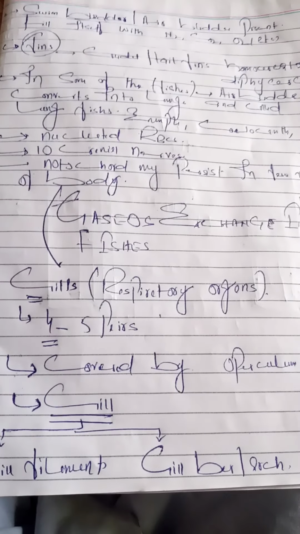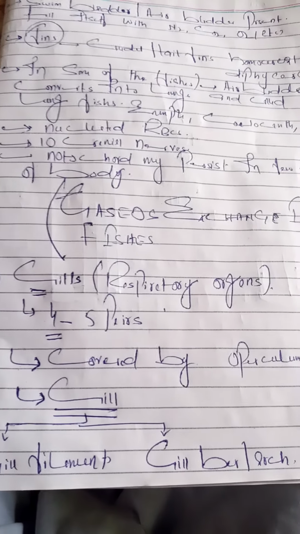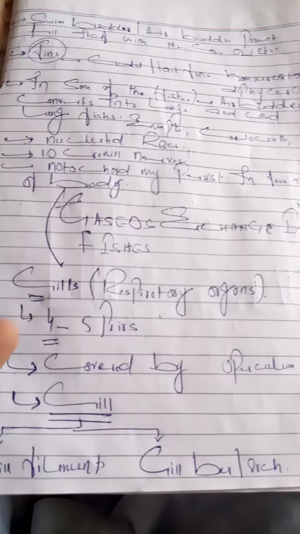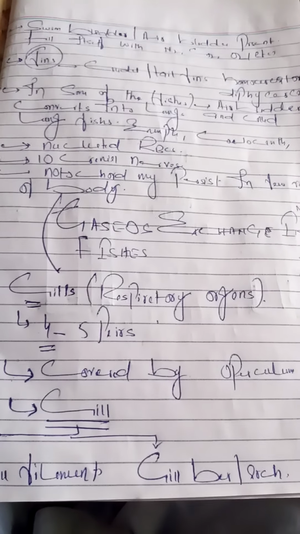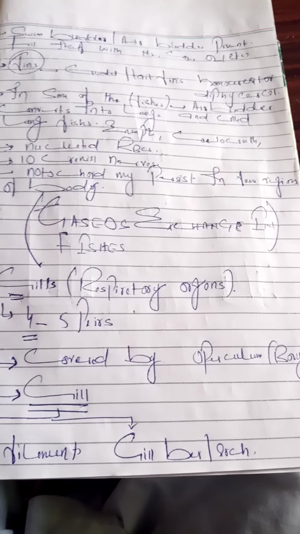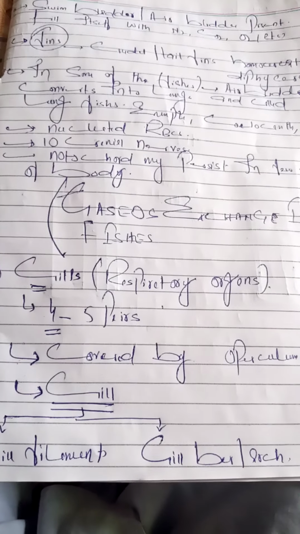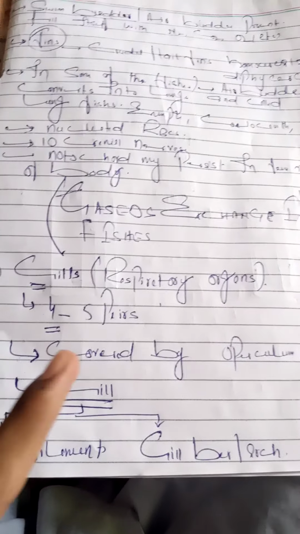So gas exchange by aquatic animals, mostly in fishes, takes place by the gills. These are the respiratory organs or gas exchange organs by which gas exchange takes place. There are about 4 to 5 pairs of gills present in fishes, covered by the operculum, which is bony, and absent in the cartilaginous fishes.